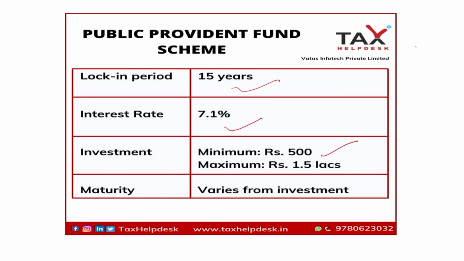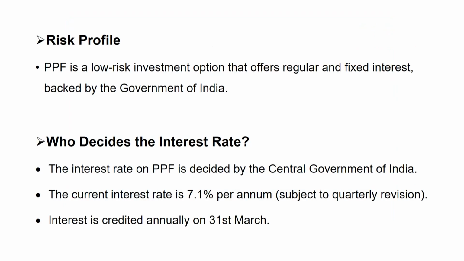You can invest 500 rupees per year or a maximum of 1.5 lakh rupees, and this will also be exempted from taxable liability. And maturity may vary for the different types of investor, but at minimum we have a 15 years maturity lock-in period for the investment in the PPF account.